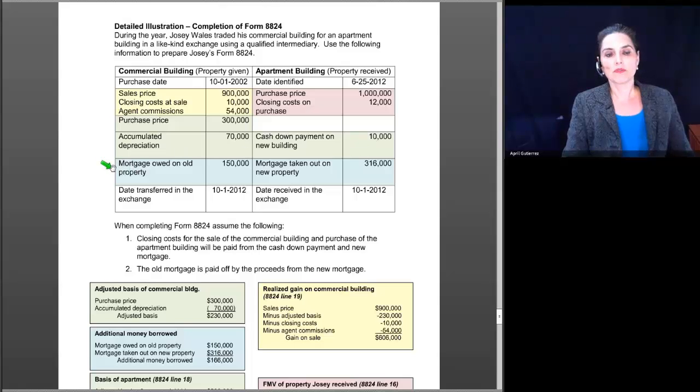Then we have the mortgage on the old property. That was $150,000, and he's going to take out a mortgage on the new property of $316,000. The date of the transfer is 10/1/12, and the date of the property received is the same date. So that's a simultaneous exchange.